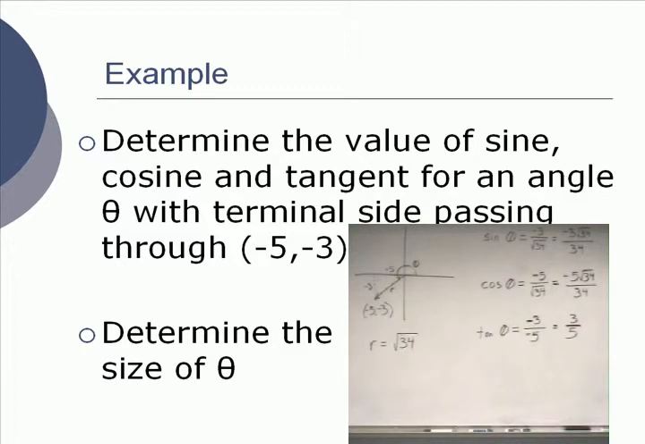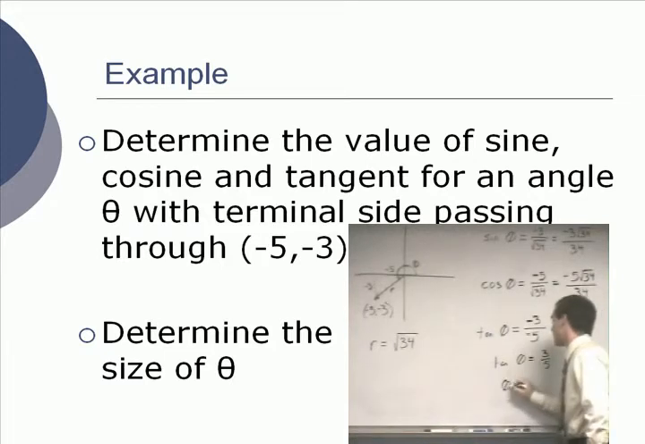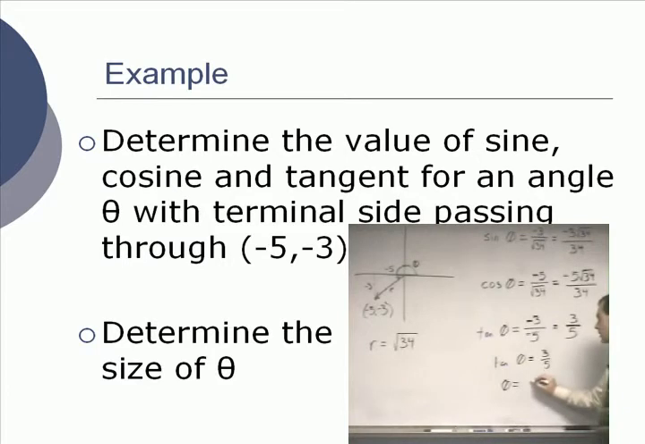The last part is find out the size of angle theta. Well, let's just use tangent. Okay, let's work with tangent for a minute. Tangent of theta is 3/5. So that means theta is what? Well, before that even, it's going to be the inverse tangent of 3/5. Everybody agree with that? Okay, type that in your calculator. What is the inverse tangent of 3/5? You're not going to like what it tells you.